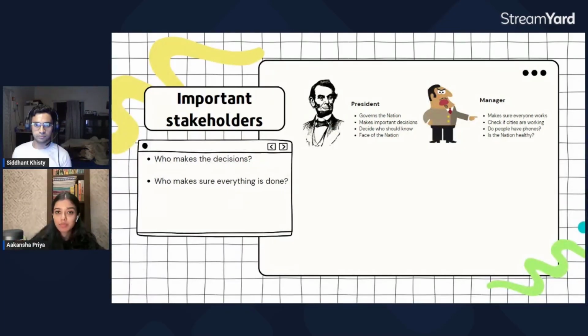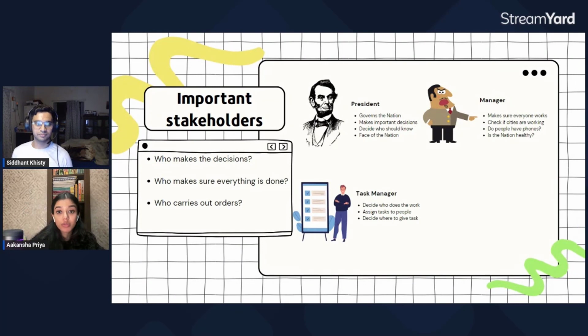Then comes the task manager, who basically does all the micromanagement of the people who are staying in those cities. He decides who does the work, ensures that the task that is being assigned to the person is being done, and also decides whom to give which task and where to give that task.